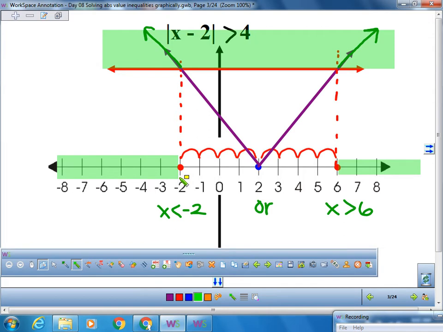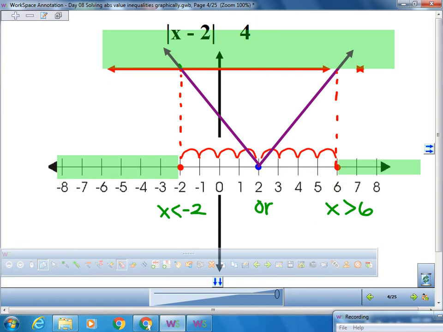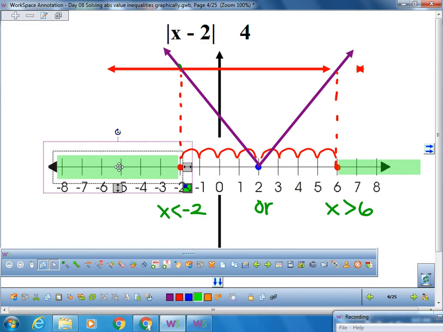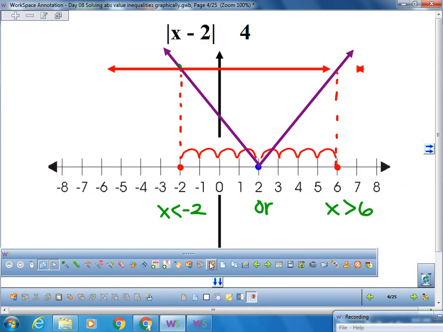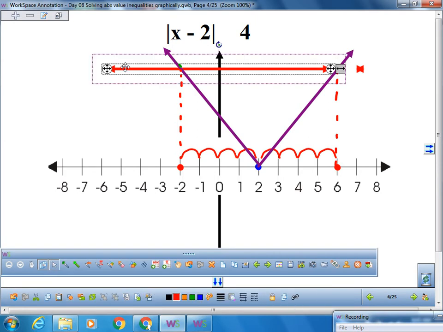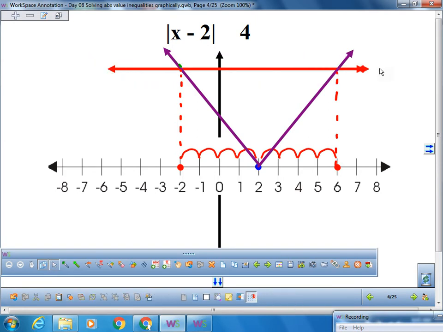So if I was talking about everything, let's just copy and paste this. Copy this one, and this time I'm going to say everything that is less than. Get rid of this. Get rid of that. And then I want to talk about less than.